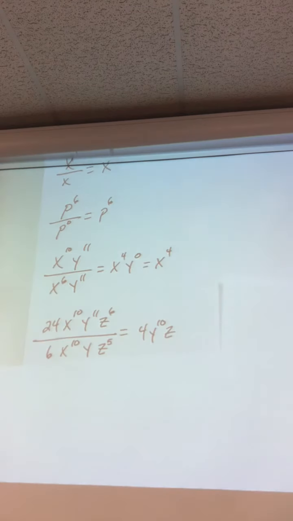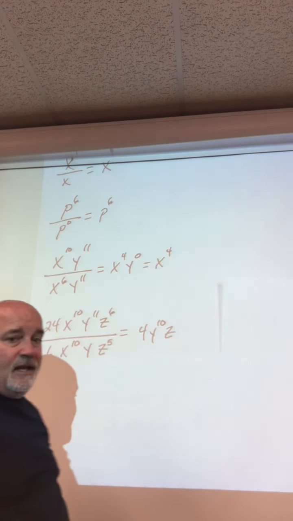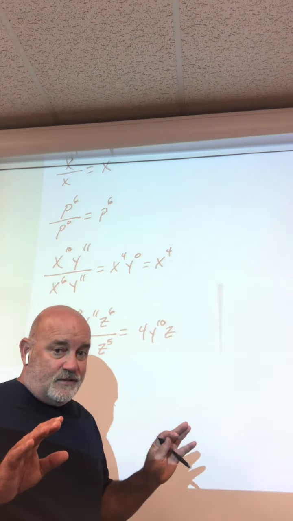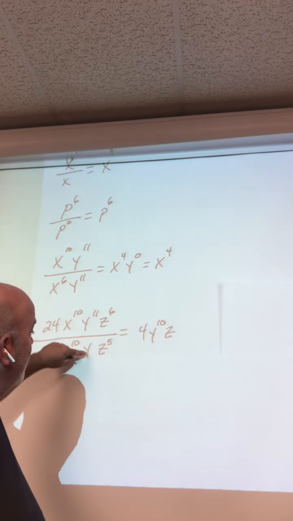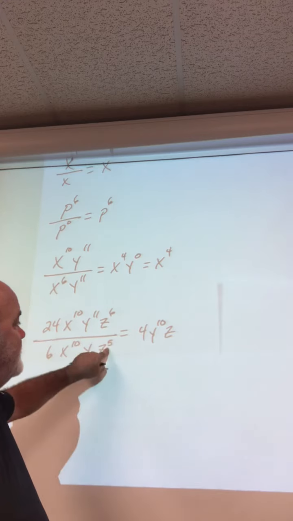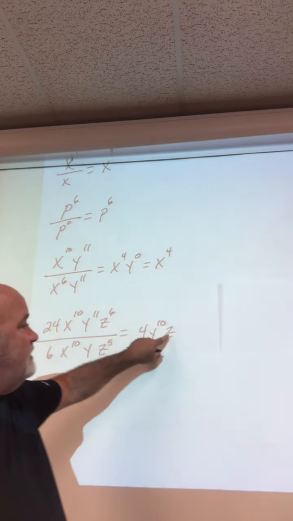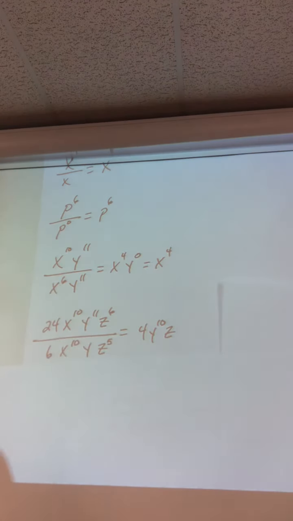And then on this last one that you copied, now you divide numbers the way you always have. 6 goes into 24, 4. x to the 10th cancels with x to the 10th and leaves no x's. Or you could say 1, but not 1x. y to the 11th over y to the 1 leaves y to the 10. And z to the 5th over z to the 6th leaves z to the 1. You do not have to put that 1 there. So that is the answer.